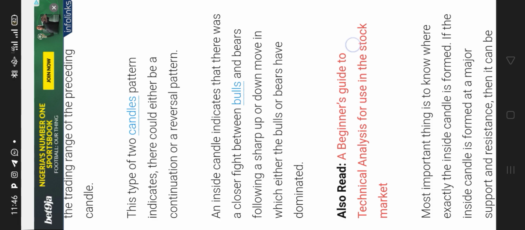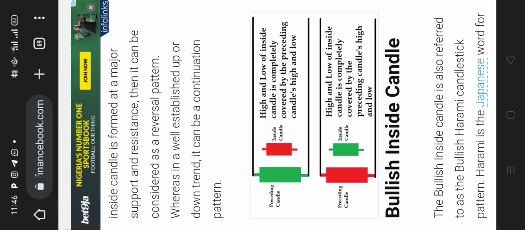An inside candle indicates that there was a closer fight between bulls and bears following a sharp up or down movement in which either the bulls or the bears were dominant. Now we can see an example of an inside bar candle.